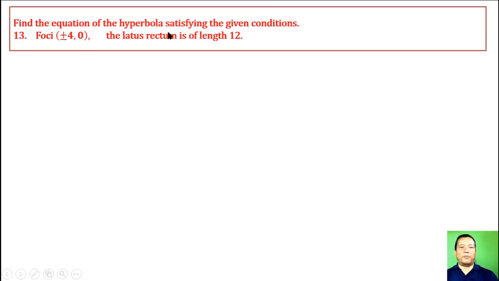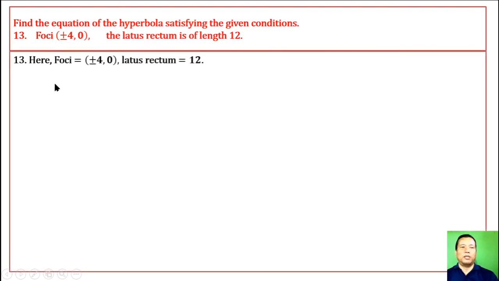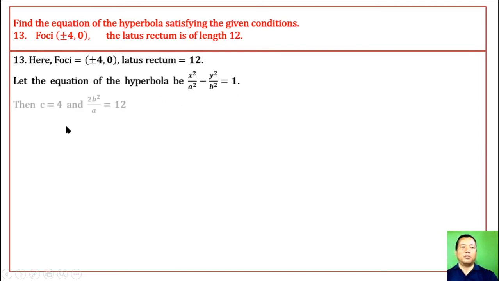Find the equation of the hyperbola satisfying the given conditions. Foci plus minus 4, 0, the latus rectum is of length 12. Let the equation of the hyperbola be x square by a square minus y square by b square equal to 1, as the foci lie on the x-axis. Comparing this equation with the given values, we get c equal to 4 and the length of latus rectum from this equation is twice b square by a, but its value is given as 12. We get this, c equal to 4 and b square equal to 6a.